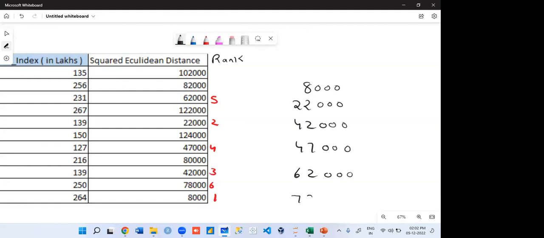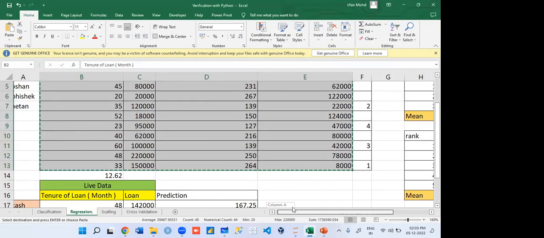$62 and $78. Guys, my question for you, can we compute over here as mean? Okay, can we compute mode? No. So for regression task, we always compute mean. Compute average and tell me. I say you're giving me the value average.